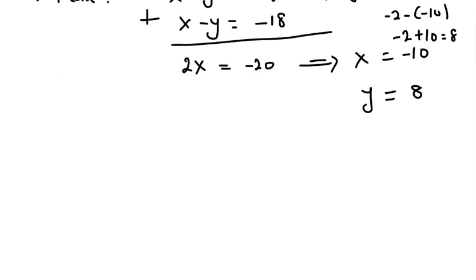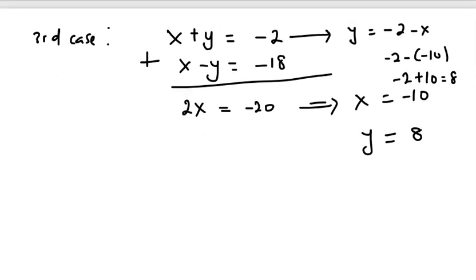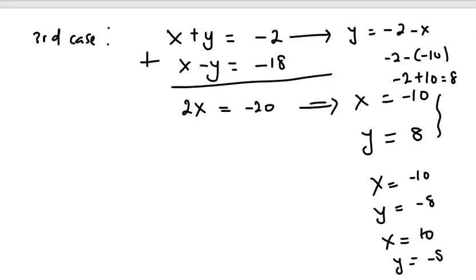But do not forget we still have something missing here. For this part, if x is equal to negative 10 and y is equal to 8, yes, this satisfies our equation. Remember, x can also be negative 10 and y can also be negative 8. Remember, we have squares, right? X can be 10 and y can also be negative 8.